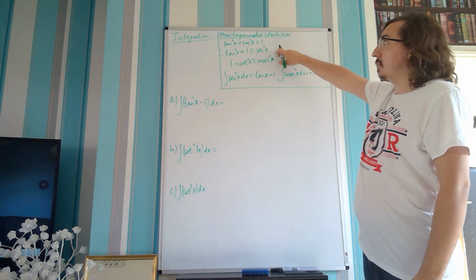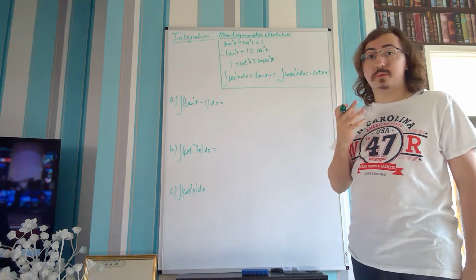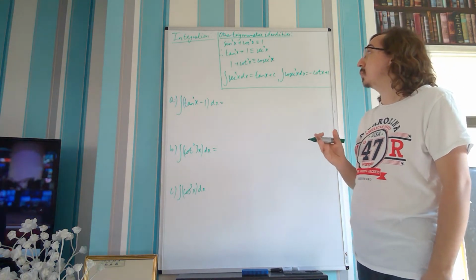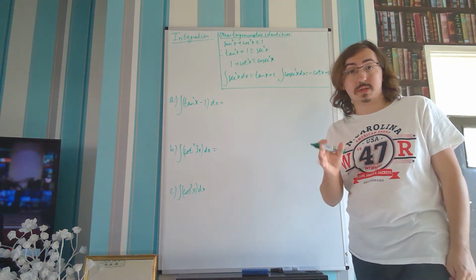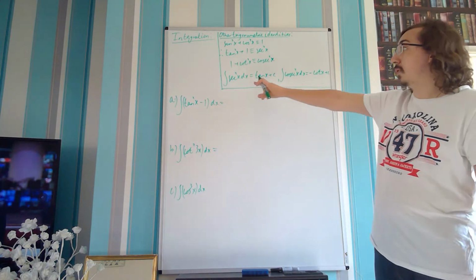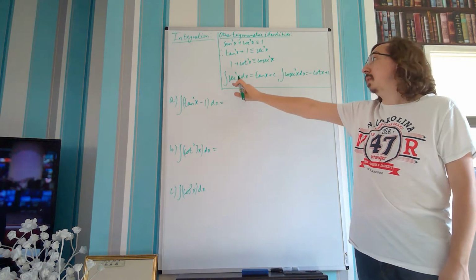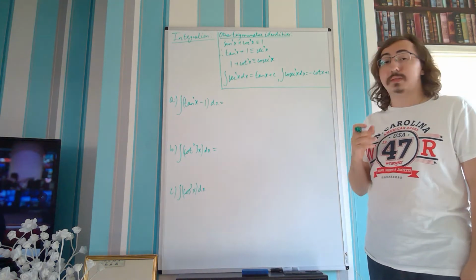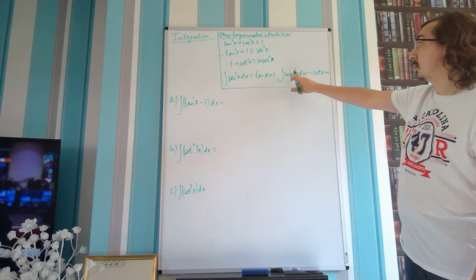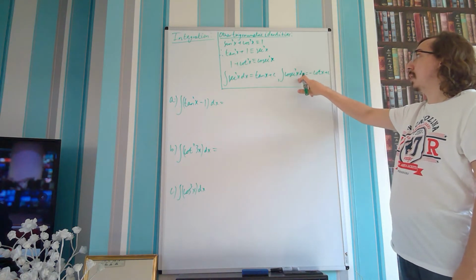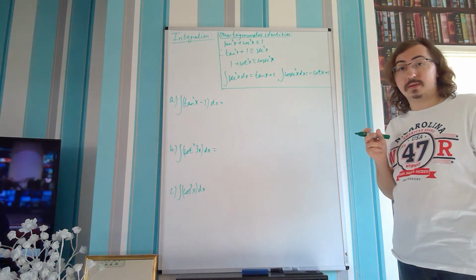You're able to derive tan squared x plus 1 is identical to sec squared x, and 1 plus cot squared x is identical to cosec squared x. And a couple of other integrals that we're going to need for this. The integral of sec squared x is tan x plus c, and the integral of cosec squared x is equal to minus cot x plus c.